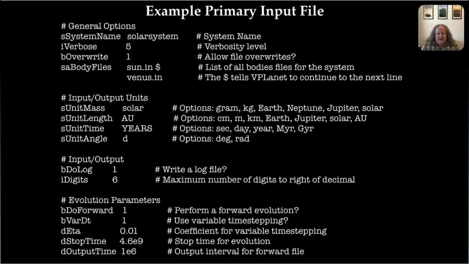So let's now take a look at an example primary file in detail. In this case, we're looking at a system that consists solely of the Sun and Venus, and we're going to simulate Venus's water loss for about 4.5 billion years. So let's take a look at each of this file's components.